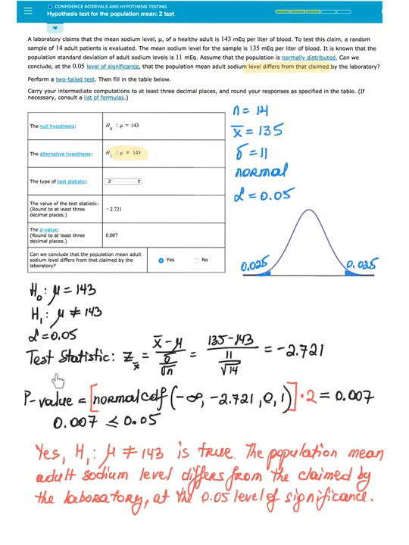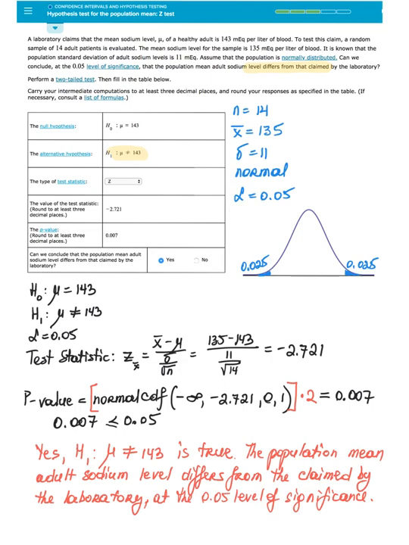To compute the test statistic, z sub x bar, I'm using the same formula we used for the other two examples. Input the information. Your sample mean is 135 minus 143, the mean that is involved in the hypothesis statement, the mean to which we compare. And then divide that by standard deviation of 11 divided by square root of 14. This quantity comes out to be negative 2.721.